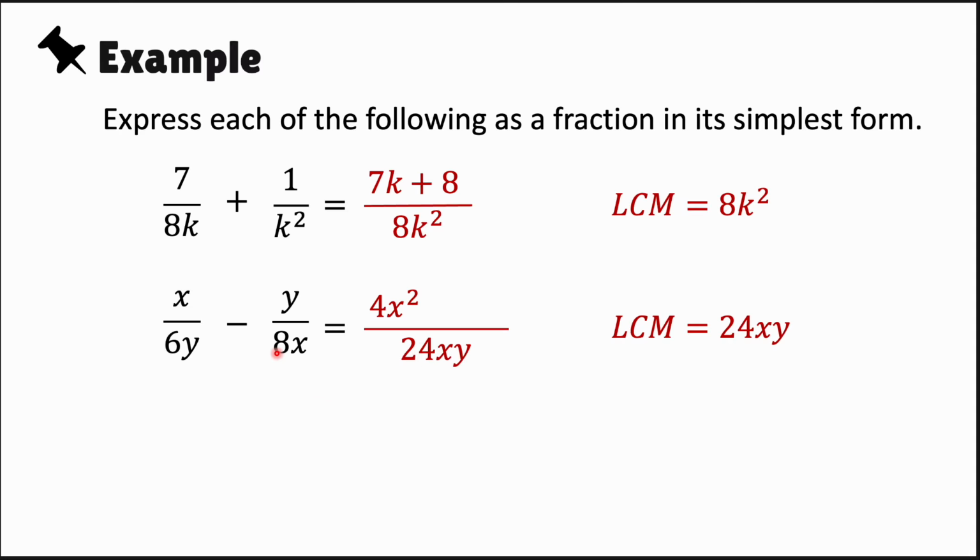24xy divided by 8x, that's going to be 3y. 3y times y, you have 3y squared. Since that is minus, we also have a minus here. And that's the final answer.